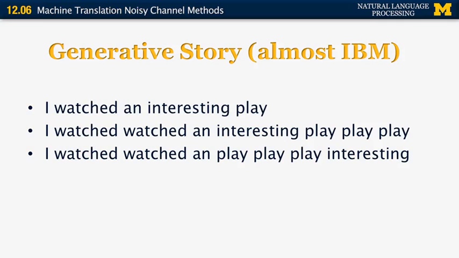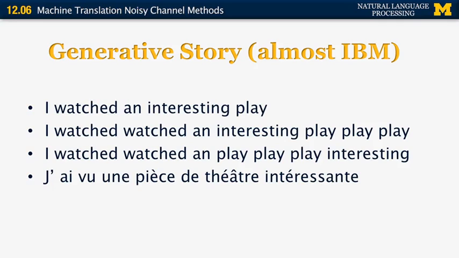And then in the final step, we're going to convert each of those English words into one of the French words that corresponds to it. So I becomes j apostrophe for je, watched becomes a vu, play becomes pièce de théâtre, and interesting becomes intéressant. So this is how the IBM model works, roughly.